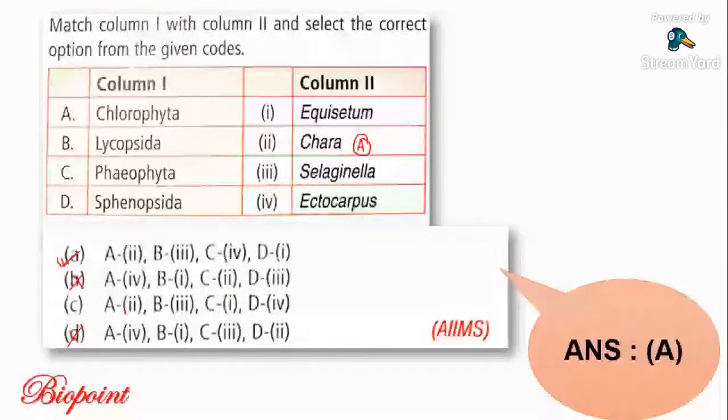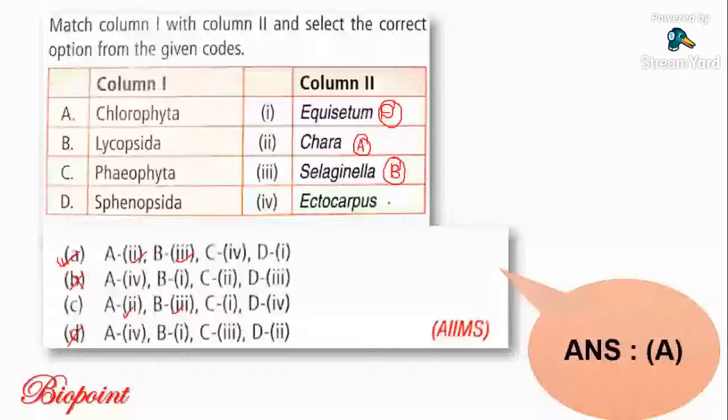Lycopsida, you know that it is Selaginella. Selaginella. So again, both the two options are retained. Spinopsida, you will have that the option is Equisetum. And Phaeophyta, you will have it as Ectocarpus. So the correct answer for the question is option number A.